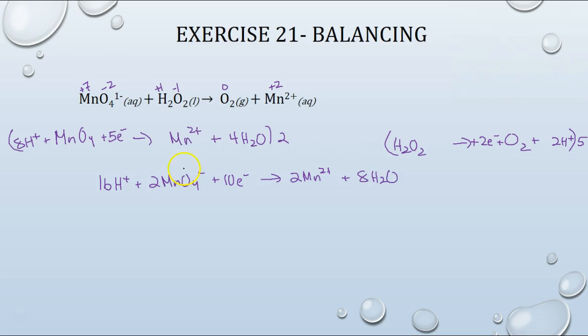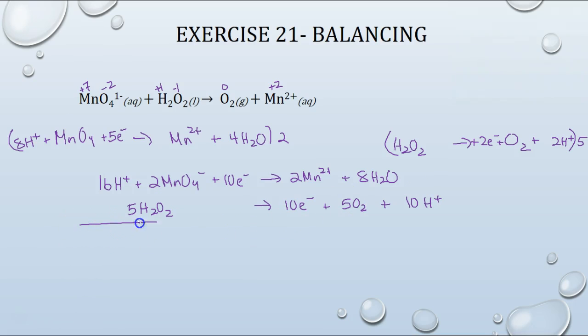And yeah, it's easy to make little mistakes, which is why we always double check. So 5 H2O2 yields 10 electrons plus 5 O2 plus 10 H plus.